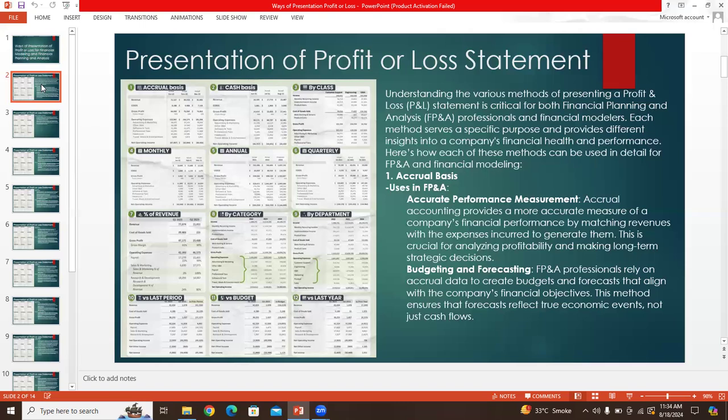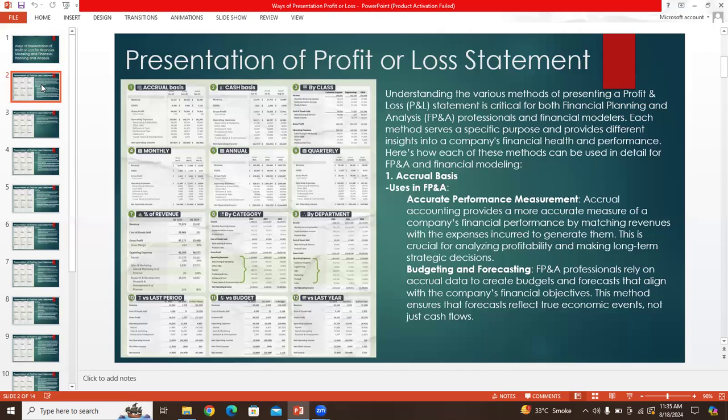There are various methods of presentation. Each method serves specific purposes and provides different insights into the company's financial health and performance. Yes, each type explains a different type of performance, and each performance explains a different health. Here's how you can use these methods for financial planning analysis as well as the financial model.